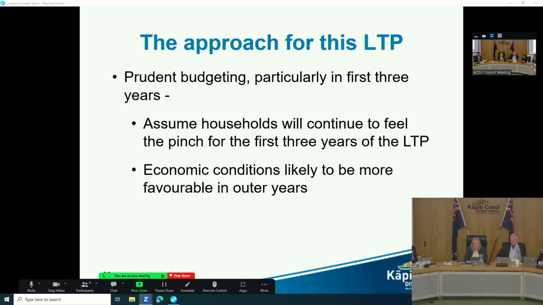So, as I've said before, prudent budgeting, particularly in the first 3 years, we need to assume that households will continue to feel the pinch, and that economic conditions may be more favourable in outer years. We will confirm that. Burl always come back to us with their inflationary outlooks around September, October. So we will be doing a session on that and confirming.